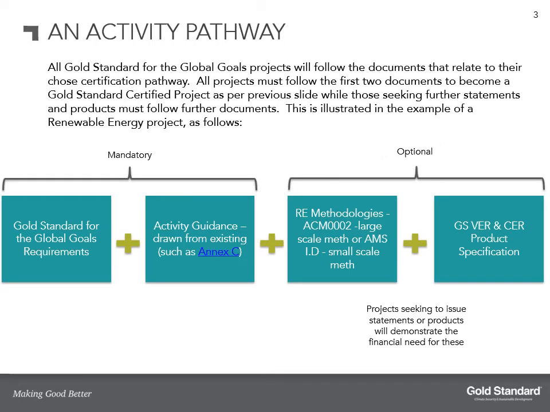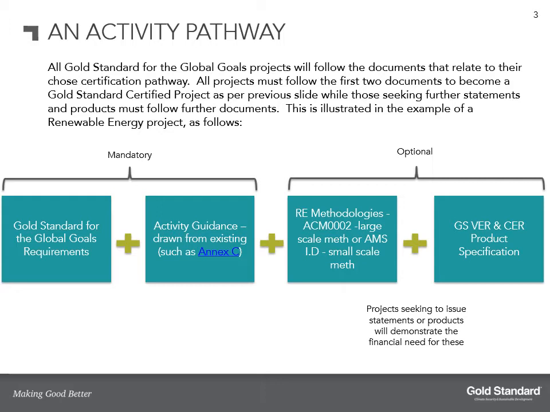That's a little easier to understand with a worked example, and I've chosen here renewable energy projects to show the pathway and the documentation involved. All projects shall conform to the Gold Standard for the Global Goals requirements, the first box there on the left-hand side, and that's what's out to public consultation right now on our website. In addition, all projects shall conform to activity requirements for their specific activity type. In the renewable energy context, I've chosen an example here of Annex C of version 2.2 for those that know it, which contains certain eligibility criteria and requirements for things like large hydro projects. So mandatory for all projects, regardless of what pathway you're seeking, shall be the conformity to Gold Standard for the Global Goals requirements and to any specific activity requirements related to your project type.